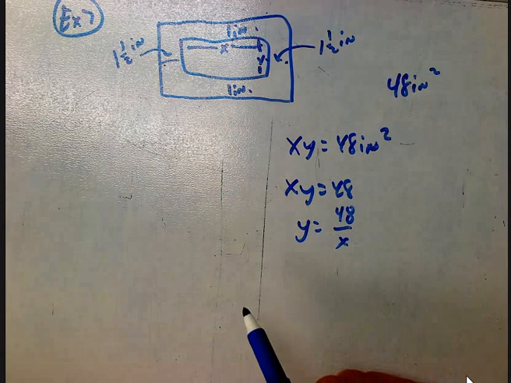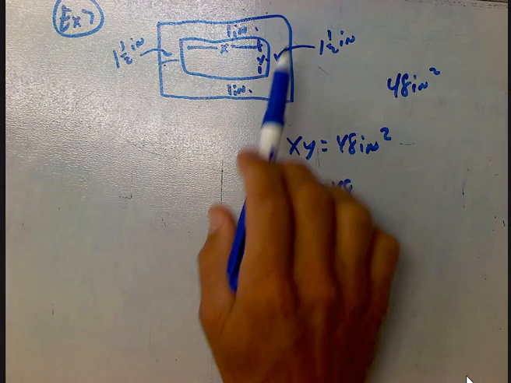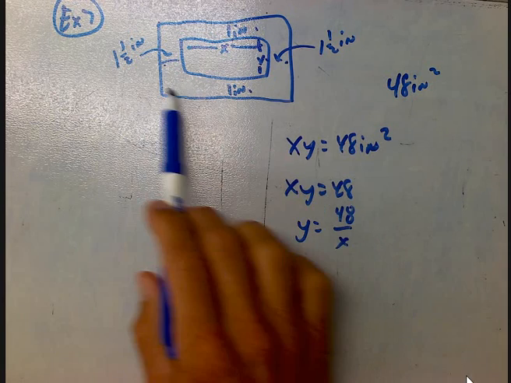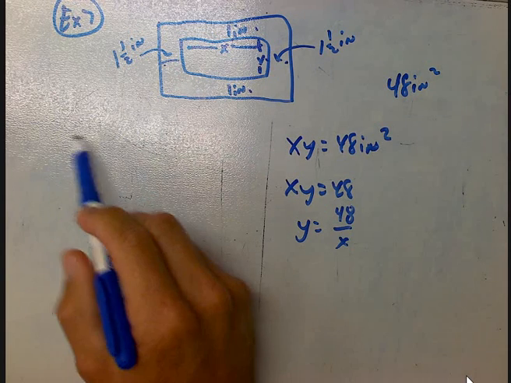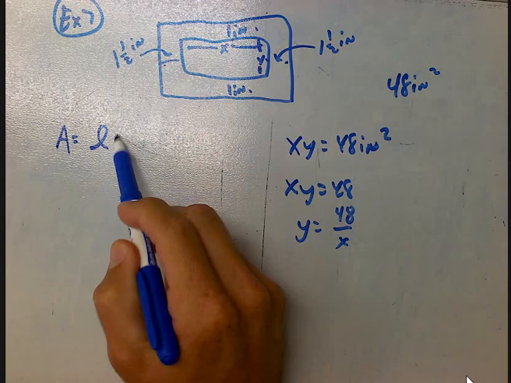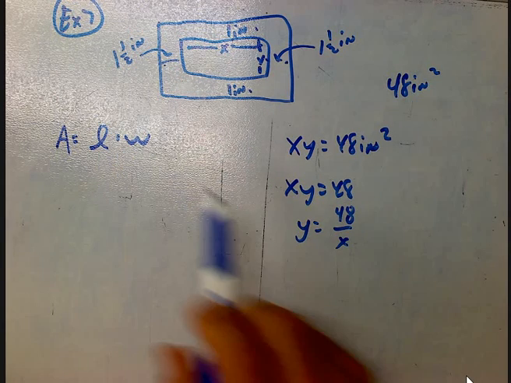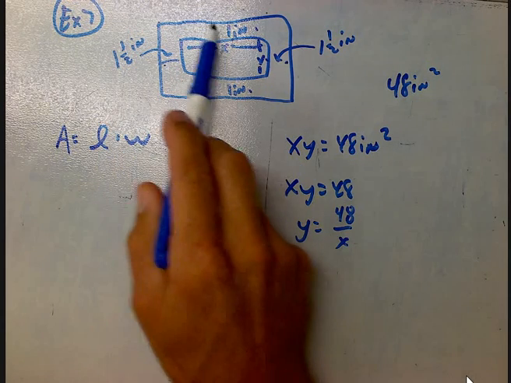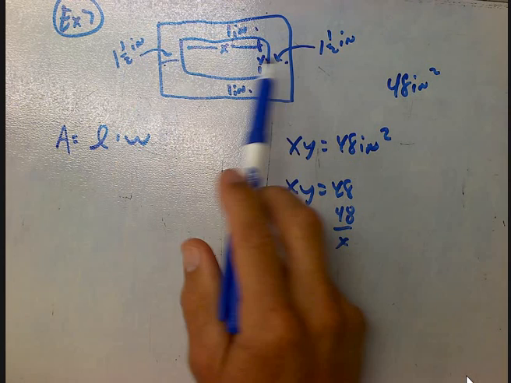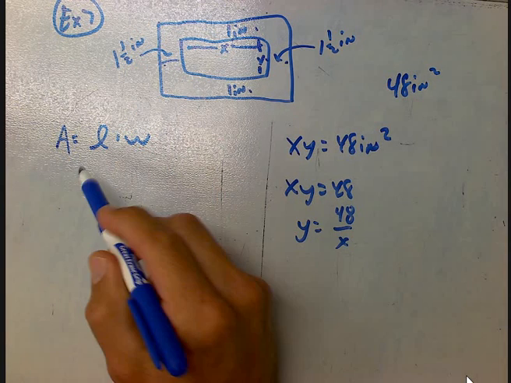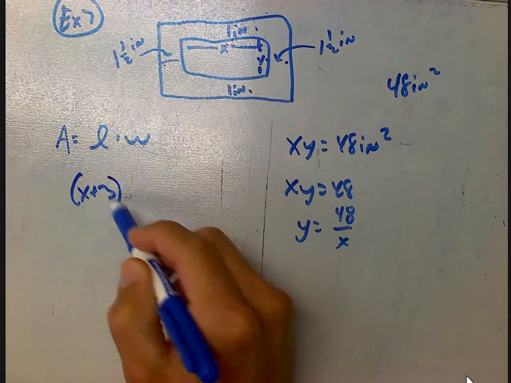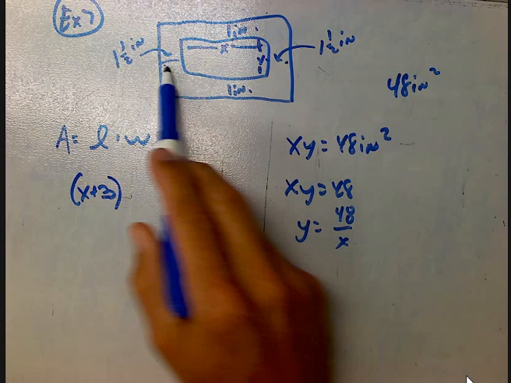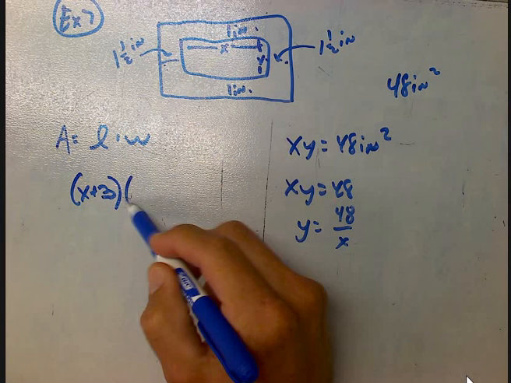But I also have to go to the dimensions of the entire page, not just the printed area. And so to find the area of the whole page, length times width, well, the length for the whole page is going to be X plus 3, because I have 1.5 inches on each side, times Y plus 2 because I have 1 inch on the top and bottom.